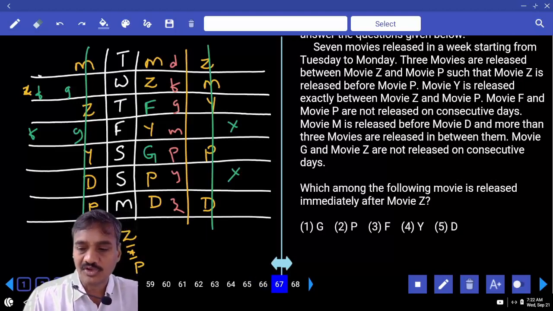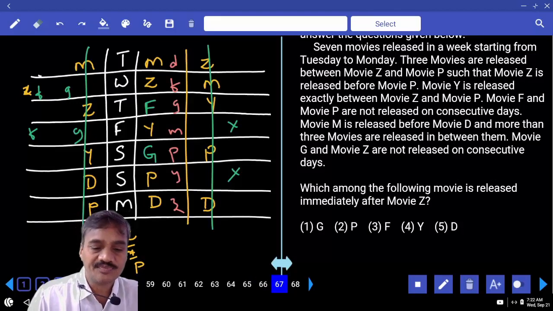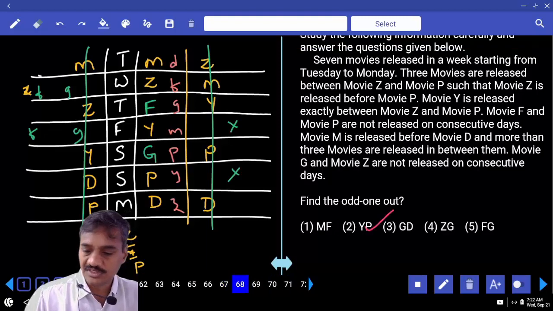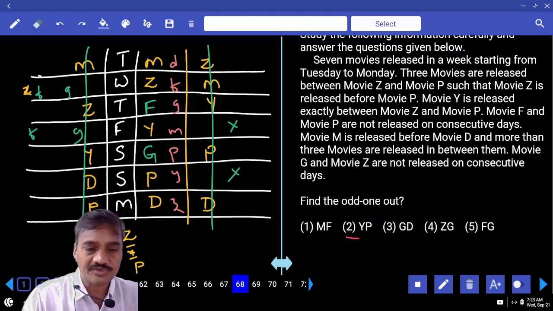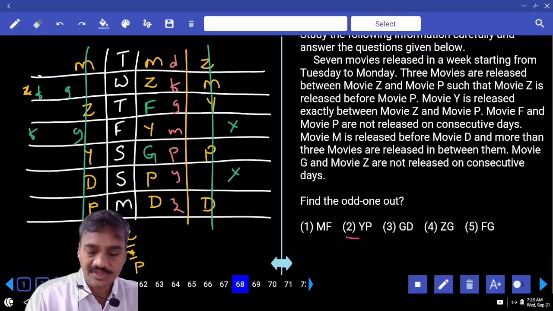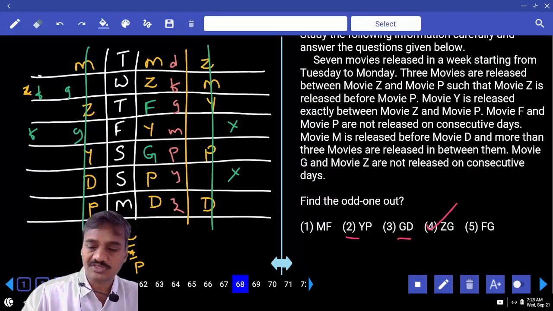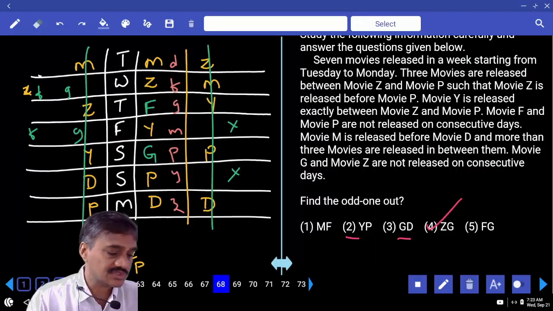And which among the following movies released immediately after Z? Immediately after Z, then F, that is choice 3, question number 67. Then 68, find the odd one out. M and F, there is exactly 1 in between these two. Y and P, exactly 1 movie released. Between G and D, 1 movie. Z and G, there are 2 movies released in between, that is choice 4, question number 68.